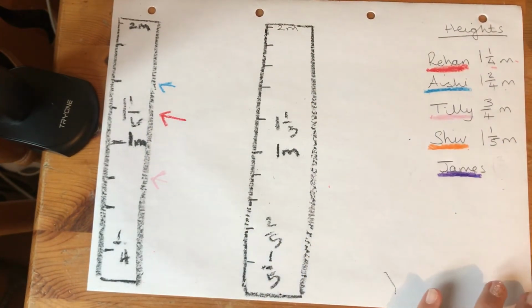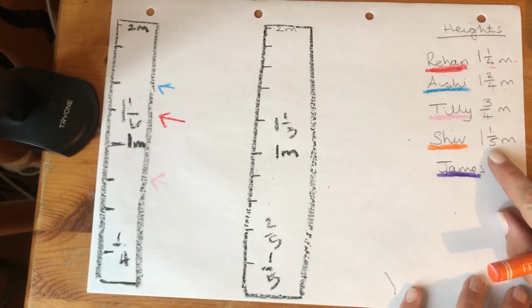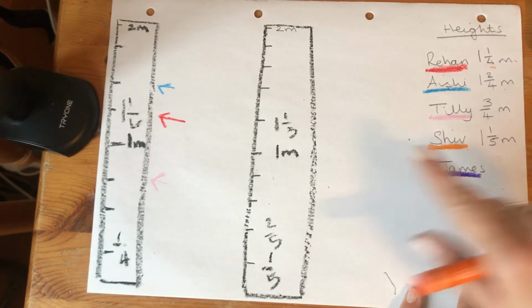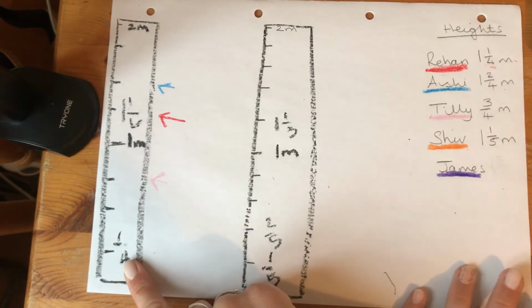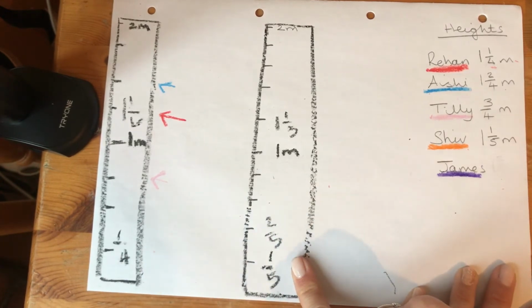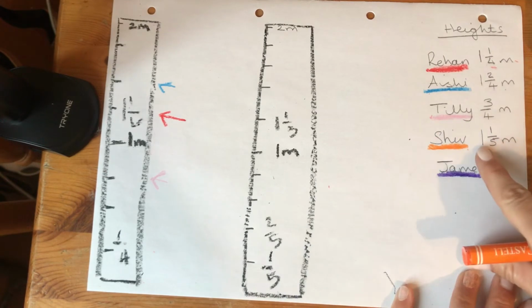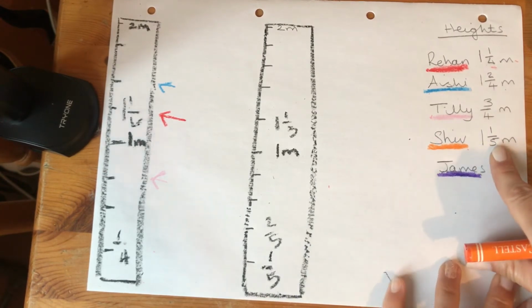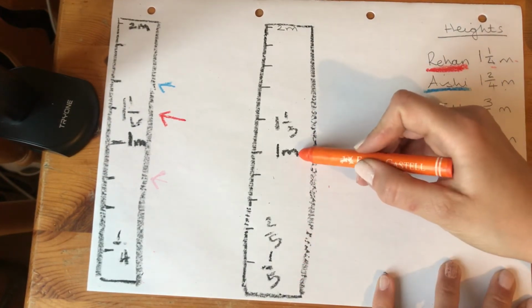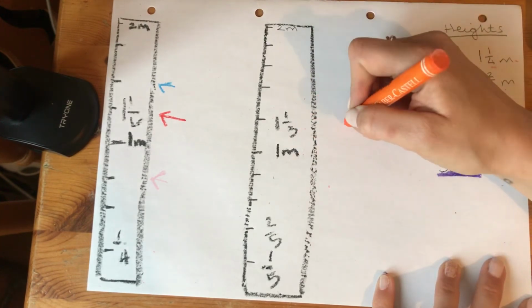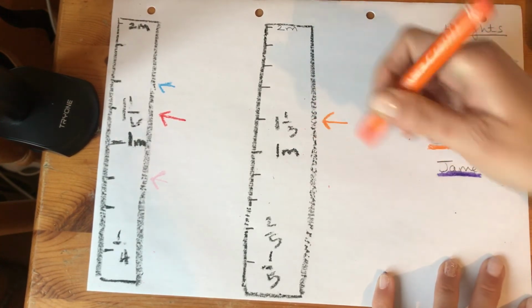And then with Shiv, it's a bit different, because Shiv is in fifths. So would it make sense for us to use this one? Would it make sense for us to use this one this time? We're going to use the one that's in fifths for Shiv. So he's 1 metre and a fifth. So we're going to go up to our whole 1 metre and 1/5. So Shiv would go there.